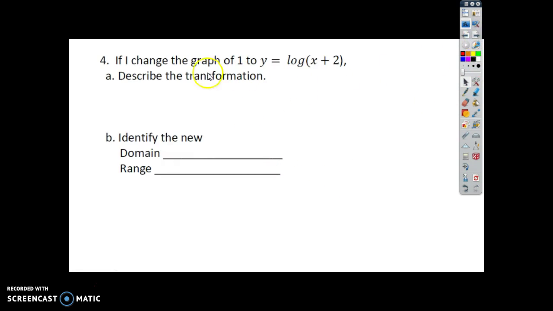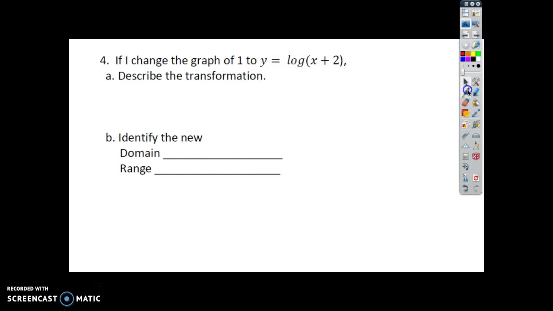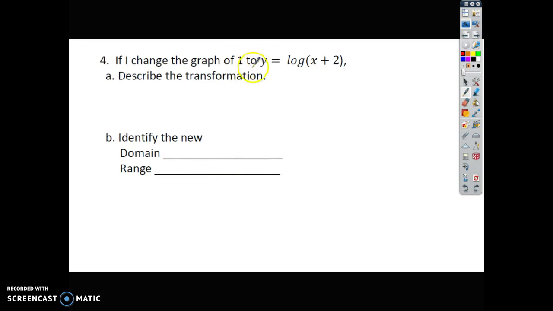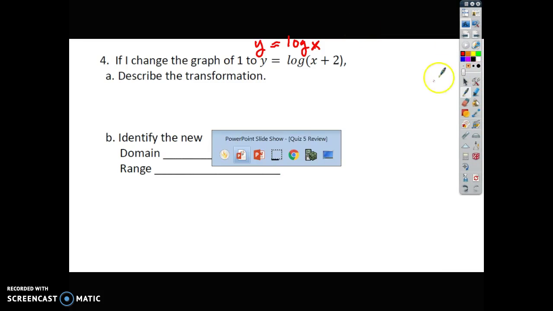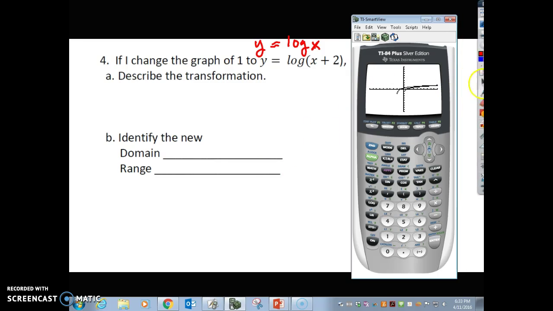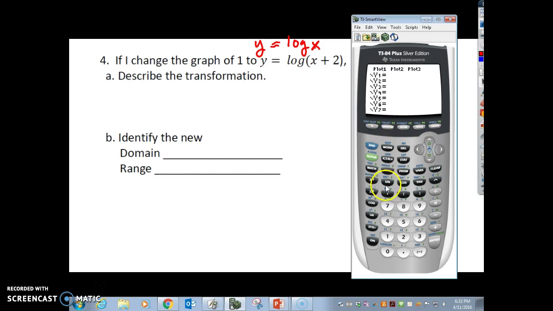Number 4. If I change the graph of 1 to y is equal to log of x plus 2, describe the transformation. So what was the equation for number 1? Number 1, which is y is equal to log of x. And this one is really easy to show because log is already a button in your calculator. So when we look at this one, we can go to y equals. And first we can do log of x. So this is the log button, log of x. That's how log of x looks, right? It goes through 1, 0, and 10, 1.